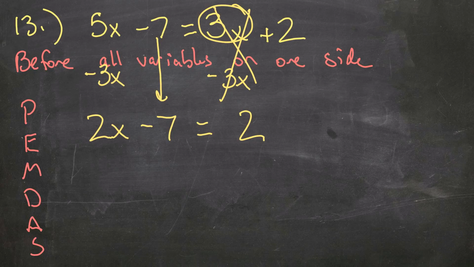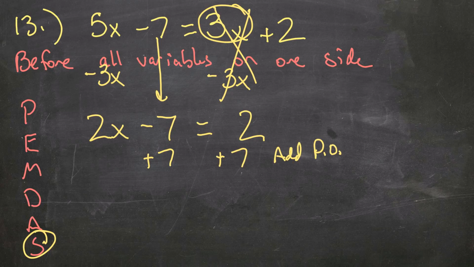All right. So there is subtraction. So I add 7 to both sides. That's my addition property of equality. I get 2x equals 9. So I divide both sides by 2. That's my division property of equality.